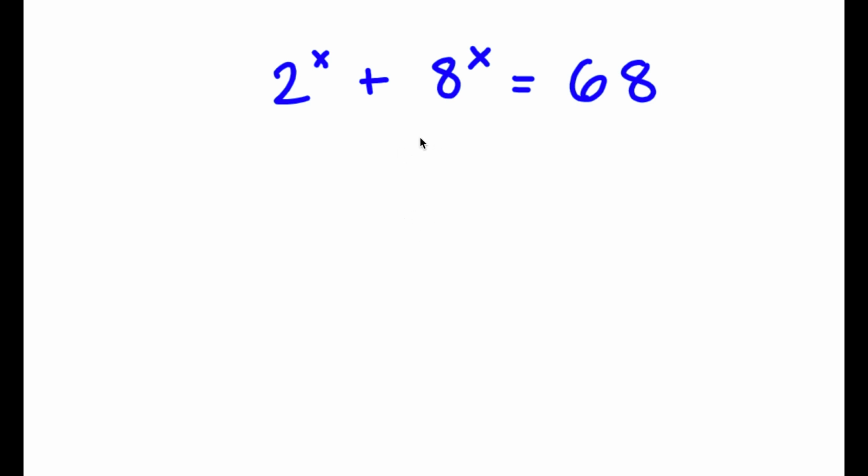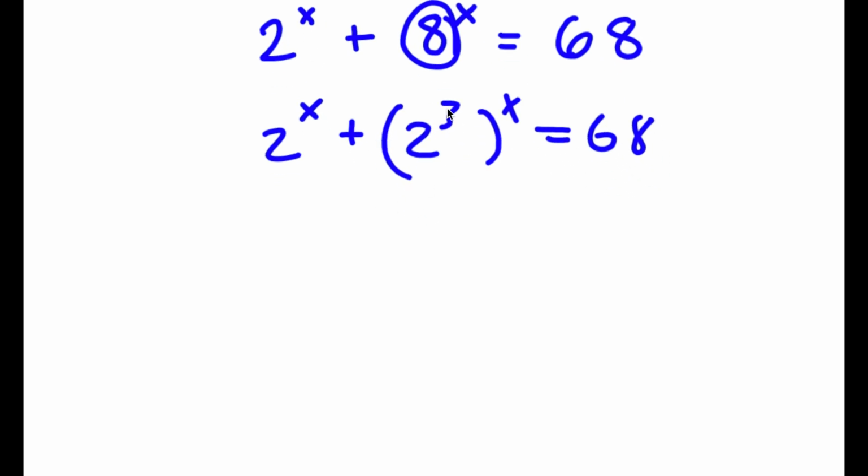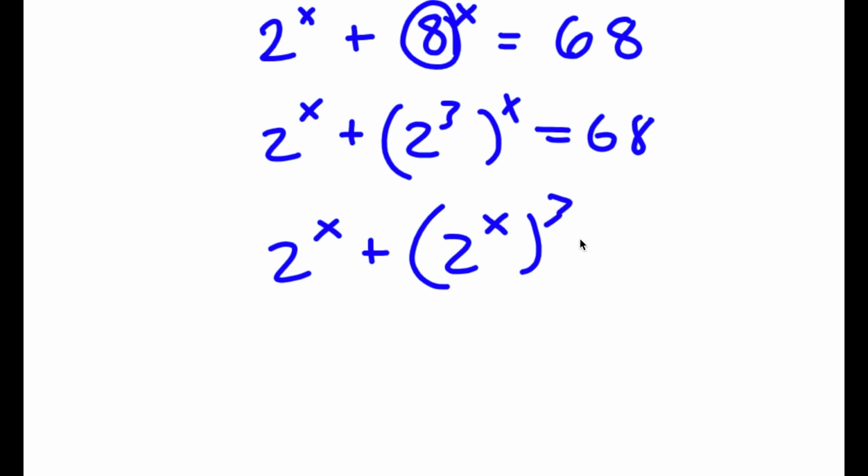Alright, so in this problem, I have 2 to the power of x plus 8 to the power of x equals 68. So I'm going to first rewrite 8 as 2 to the power of 3. So now I have 2 to the power of x plus (2 to the power of 3) to the power of x is equal to 68. And I can actually switch these two. So I get 2 to the power of x plus (2 to the power of x) to the power of 3 is equal to 68.